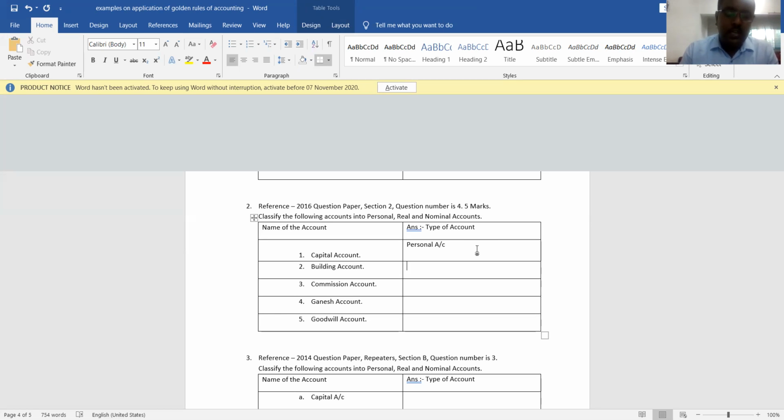Then the next one is building account. What is a building? A building is a property. It is an asset. If it is an asset or property, then it is a real account. Okay, let us move to the next one.